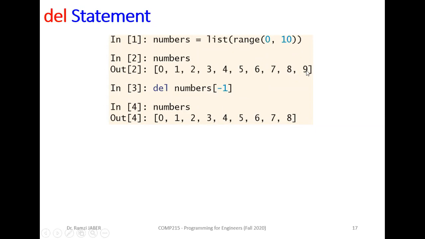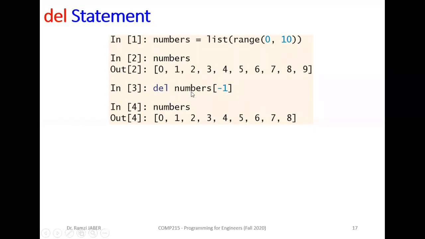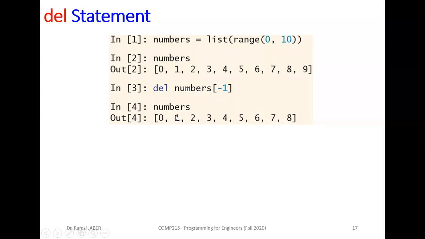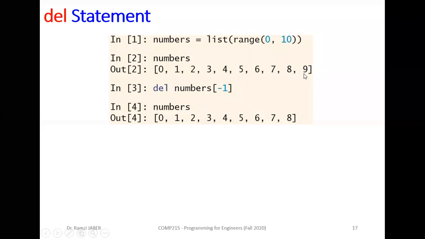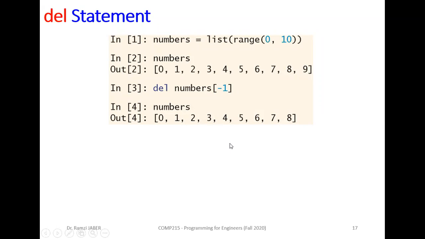Minus 1 means the last element. 0 means the first element. Then 1, 1, 2, 2. The last element will be minus 1, then minus 2, minus 3, minus 4. In Python, the index can be positive or negative. Positive starts from 0 from the front, negative starts from minus 1 from the last. So when we call the del statement, del numbers minus 1, the new numbers will be the old without 9. We delete the 9. Any question here? Good.